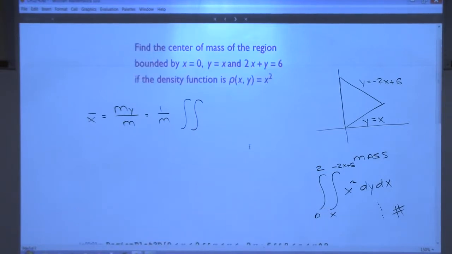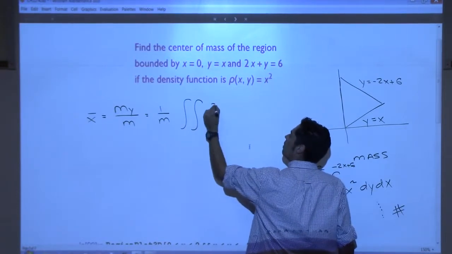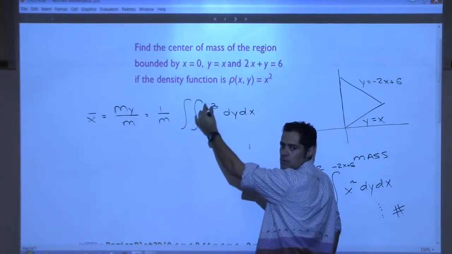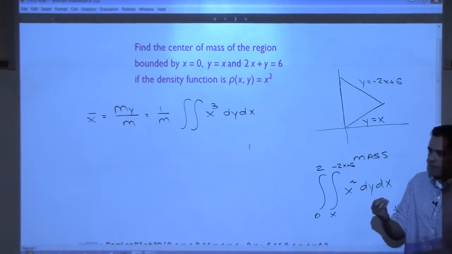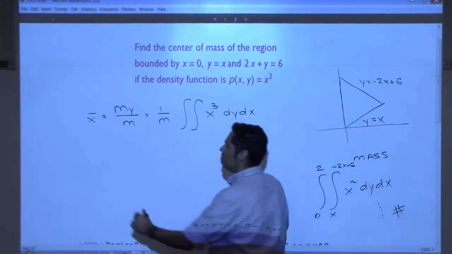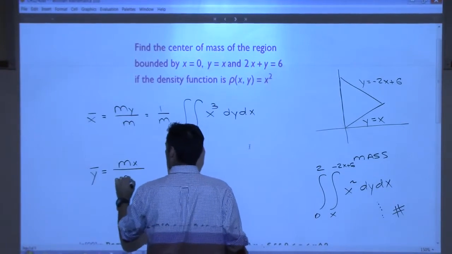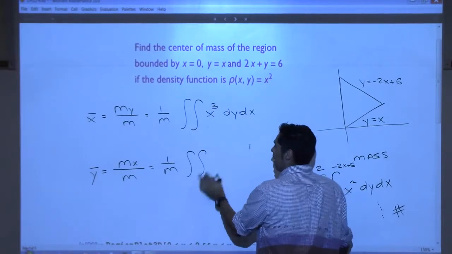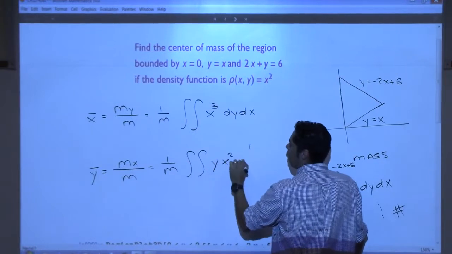That was it. So it would be x times that, so x cubed, dy dx. What about the limits? Exactly the same. So you're doing almost the same integration, except you're doing x cubed instead of x squared. And then when you do y bar, it's the moment about the x-axis over mass, which is 1 over mass, double integral. Those limits still stay the same. And now this time, instead of x cubed, it's y x squared, or x squared y, dy dx.